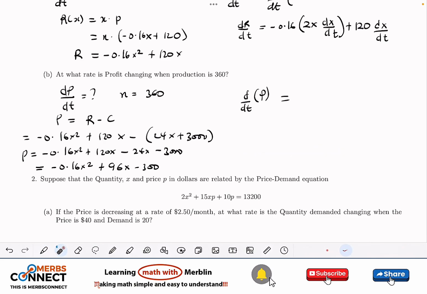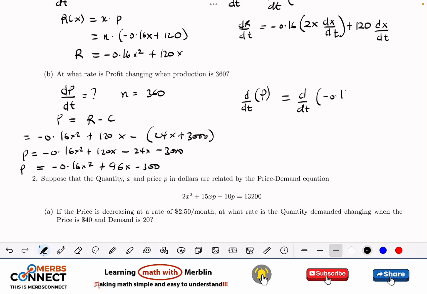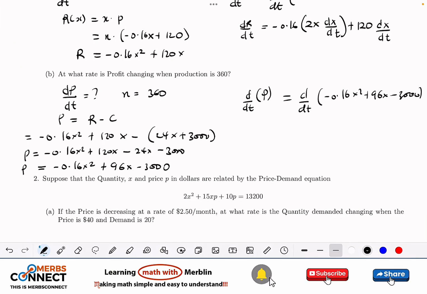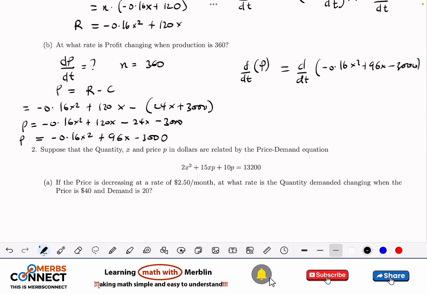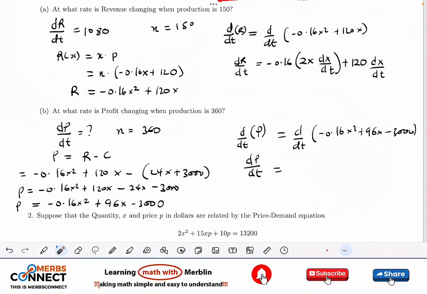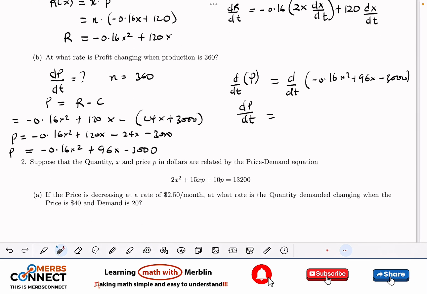is equal to, so I take the derivative of the one on the left here, I take the derivative of the one on the right. So this will be d over dt of minus 0.16x squared plus 96x minus 3000. So when I differentiate p, I'm going to get dp over dt. So we just learned how to differentiate this using the power rule.